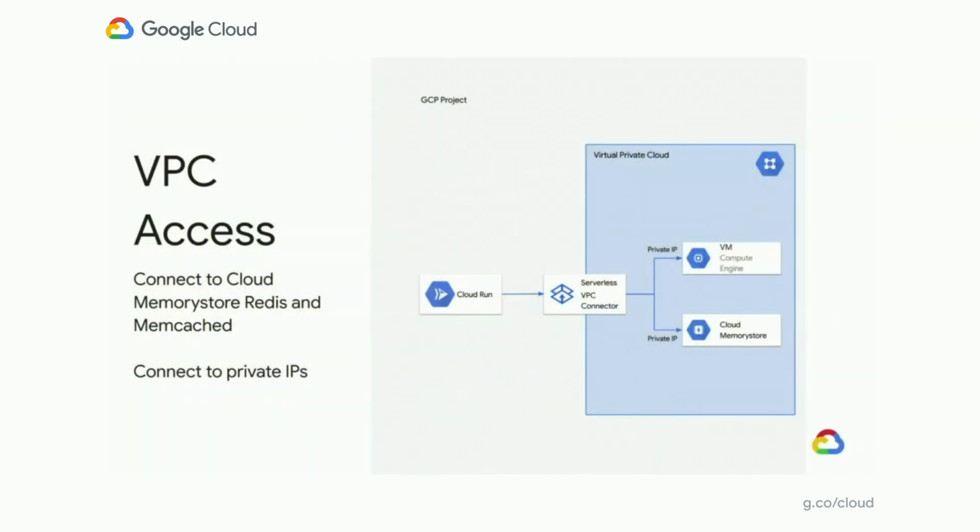One of the key features that we added, that was requested by many of you, was the ability to access your resources that are in your VPC, in your virtual private cloud. For example, thanks to serverless VPC connectors, Cloud Run can now connect to Cloud Memorystore Redis or Memcache, or simply connect to a private IP of a Compute Engine VM.